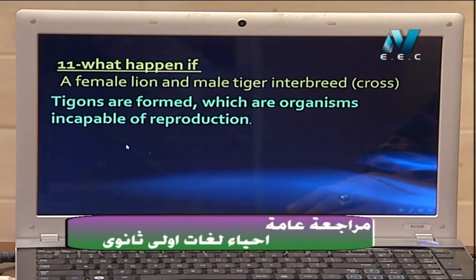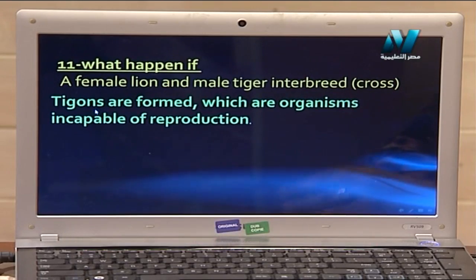The tigon is incapable of reproduction, because a tigon is not a species, because it comes out of two different species. Two different species producing a living organism that is sterile and cannot reproduce.